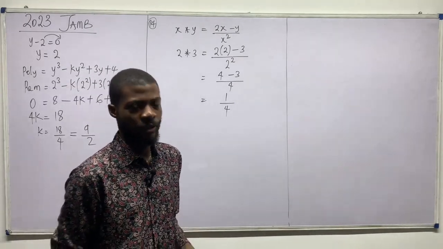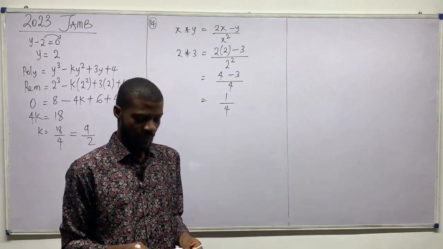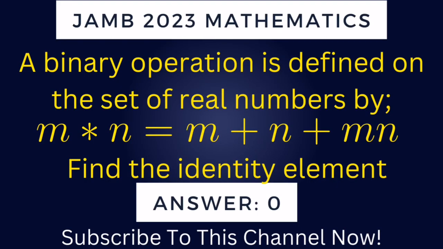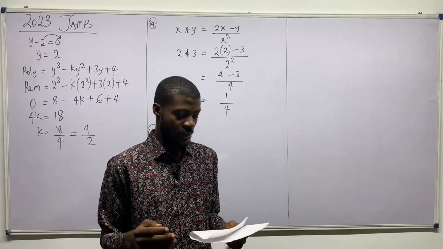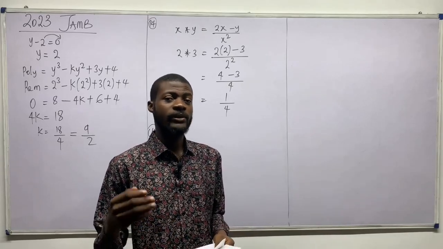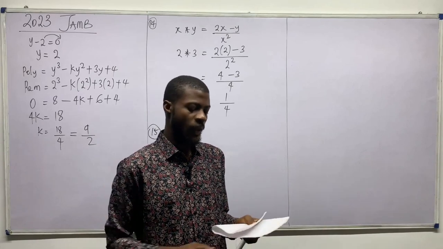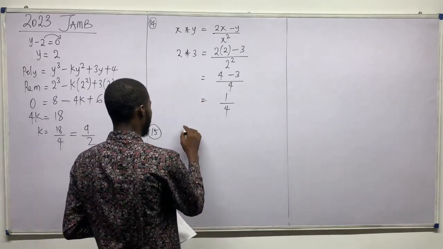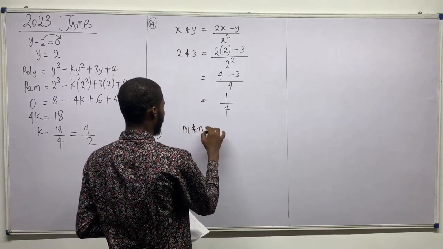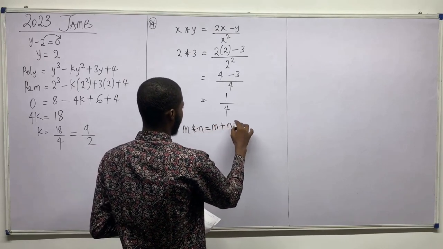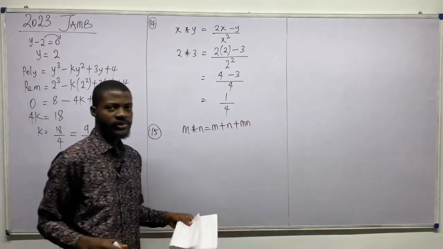Now let us go a little bit forward. Question 15 also deals with binary operation. The binary operation is defined on the set of real numbers by M operation N equal to M plus N plus MN. You're asked to find the identity element. To get started, identity elements can also be called the neutral elements. So we're told that it is defined by M operation N equal to M plus N plus MN. That is what it is.